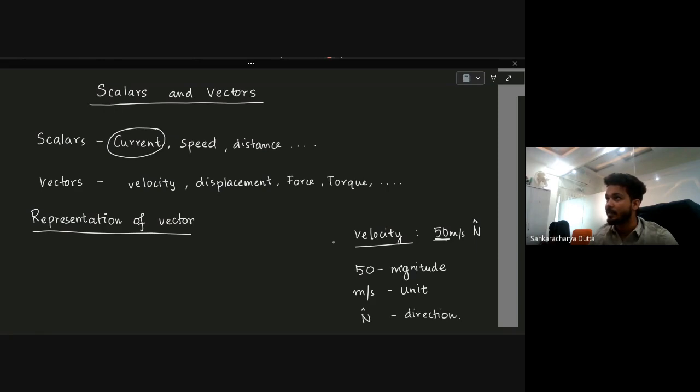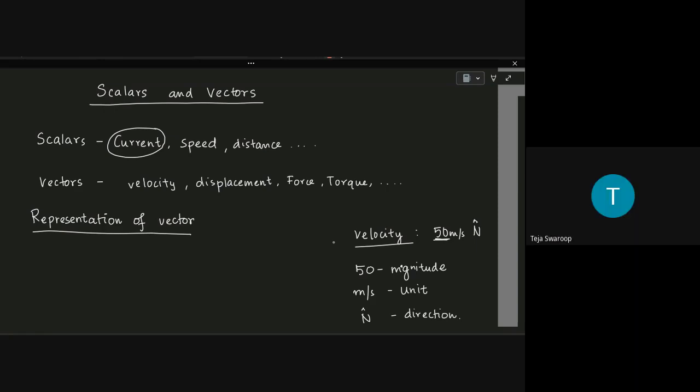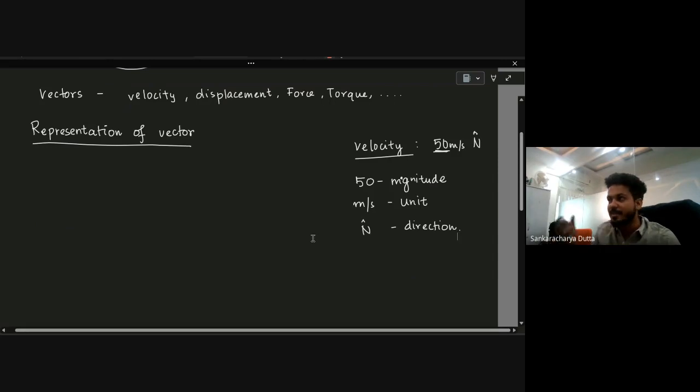Does that give you a little bit of clarity? Yes, sir. Okay, so magnitude is essentially the numerical value inside that.